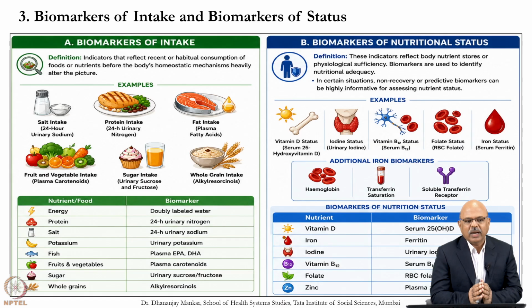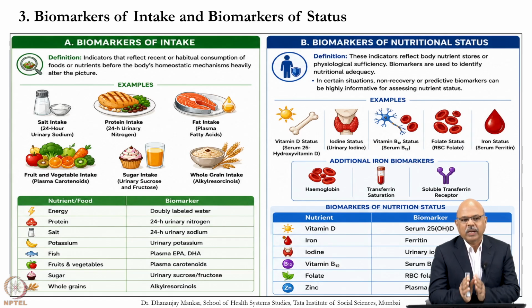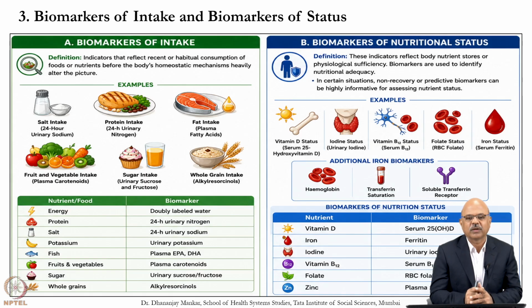So you can understand that nutrients, foods and biomarkers have a relationship, where energy is measured by doubly labeled water, protein by 24-hour urine nitrogen, salt by 24-hour urine sodium and so on, with potassium, fish, fruits, vegetables, sugar and whole grains also being stated again.